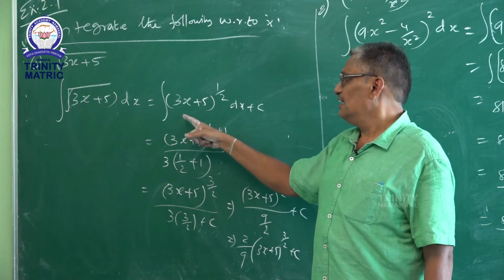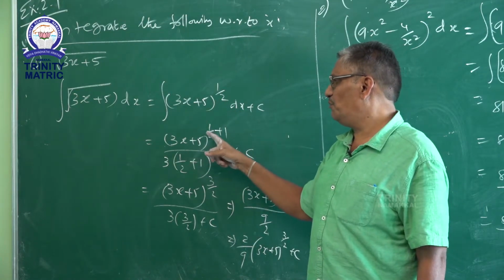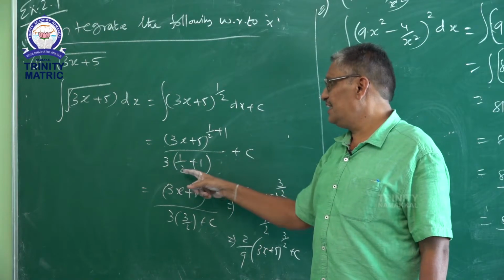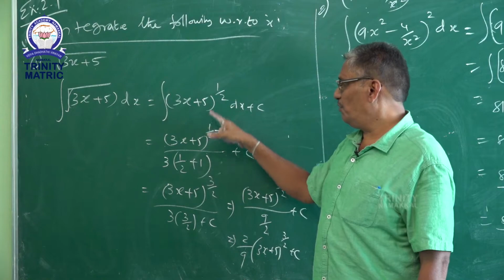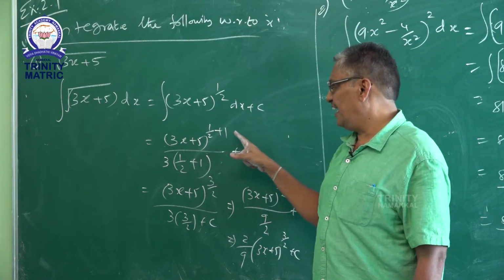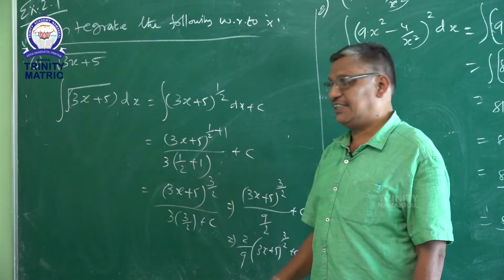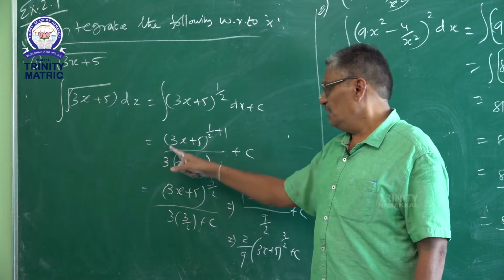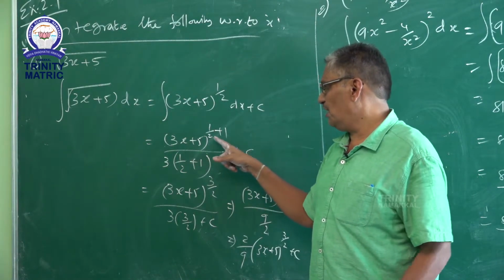What is that? Ax plus b whole power n means ax plus b whole power n plus 1 by a into n plus 1. Here it is 3x plus 5 whole power half, so n is 1 by 2. Along with the half we add 1, so half plus 1. The coefficient of x is 3, so you have to put 3. Now 3x plus 5 to the power of 1 plus 1 by 2.